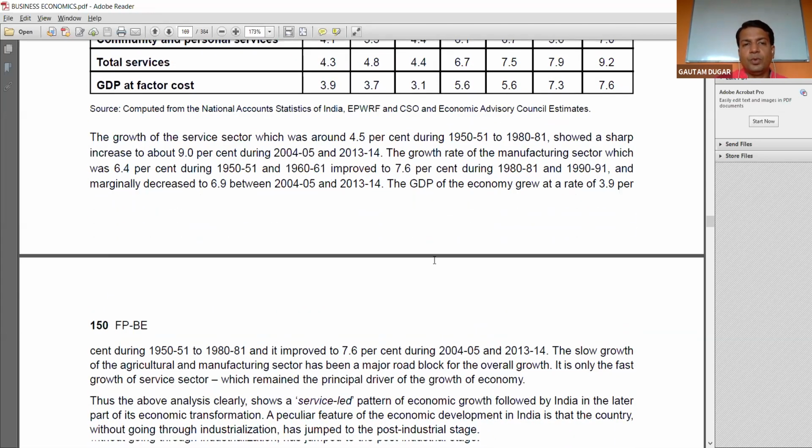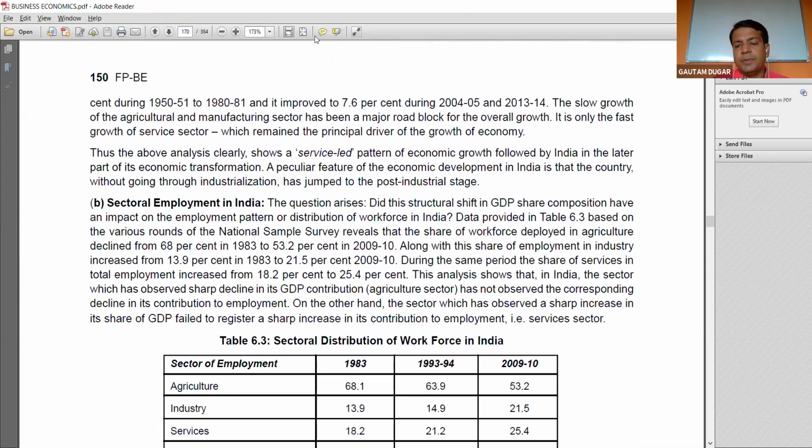These portions you have to go through for your self-analysis purpose.